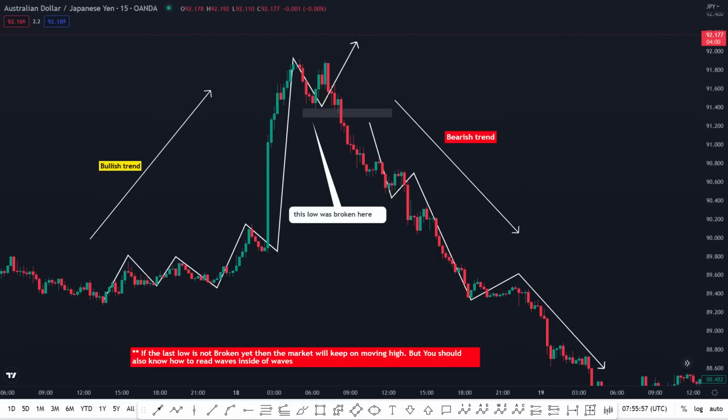I know some of you will ask about those internal waves. If we move on to the lower time frame they will be very clear, but for now we won't do it. So let's do another example of how the market moved higher.